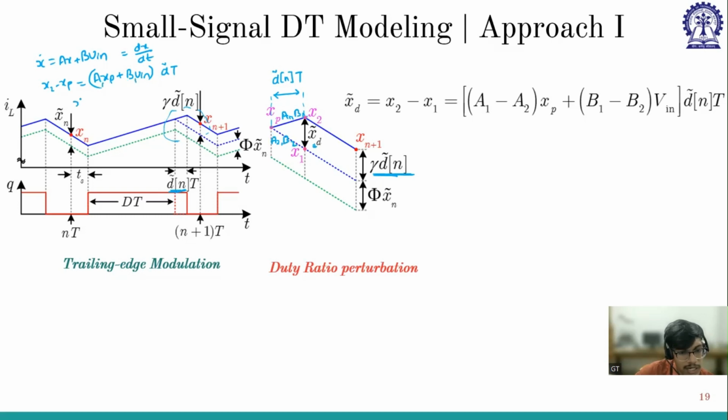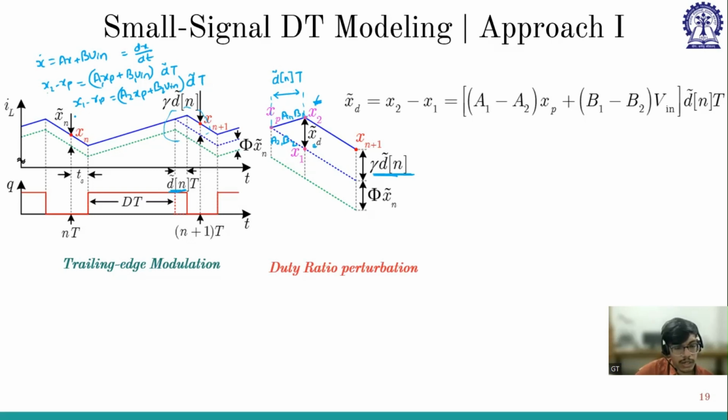Now the other expression is x1 minus xp is equal to a2 into xp plus b2 into v into d perturb of t. What I'm doing is considering the expression x dot is dx by dt. So x2 minus x1 by t2 minus t1 is equal to this. If I send t2 minus t1 to that side, I will get x2 minus x1 for the x2 case. The matrices are a1, b1, into t2 minus t1, which is dt, the time difference.